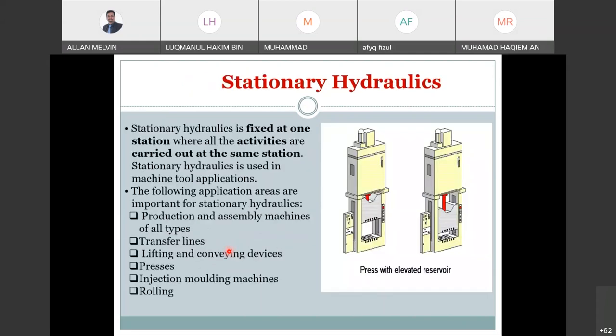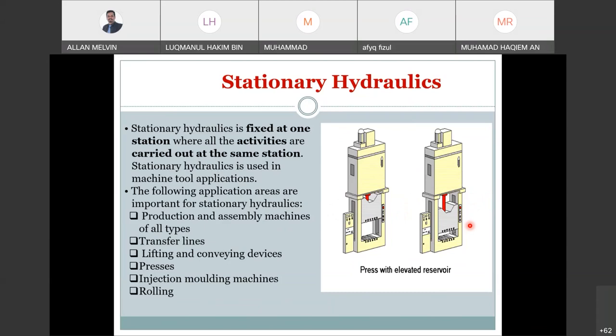Okay, stationary hydraulic, like this reservoir dam. The dam gate is hydraulically controlled. So it's a stationary hydraulic. You are not moving it from one place to another place. This one is like a piston, so it extends and retracts. It has a rod.